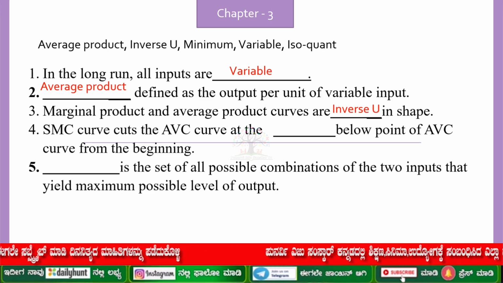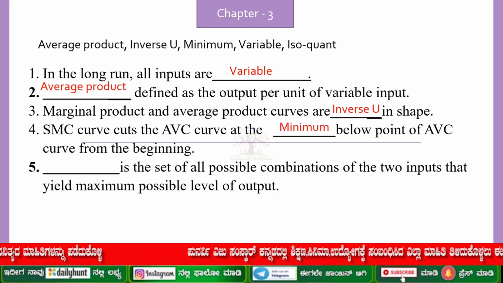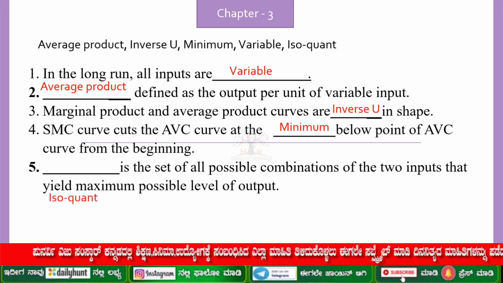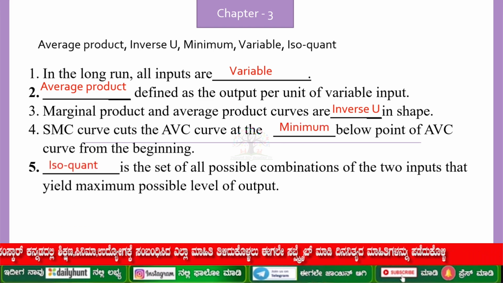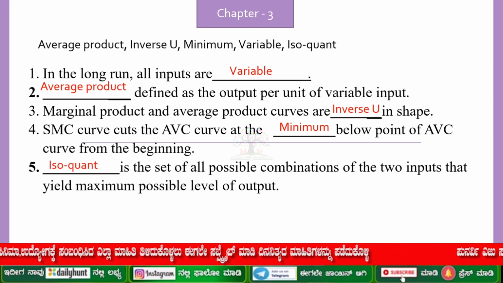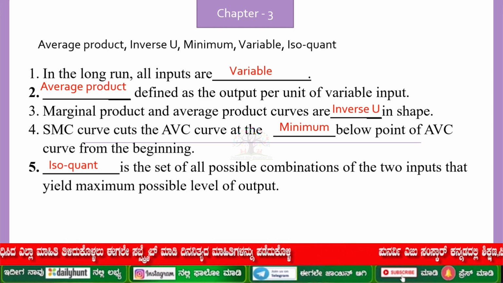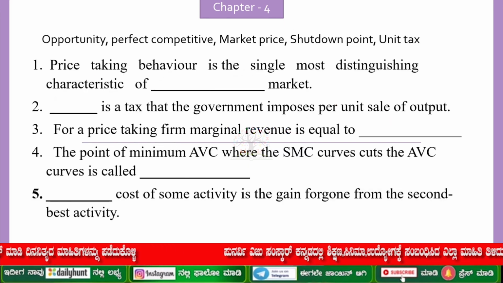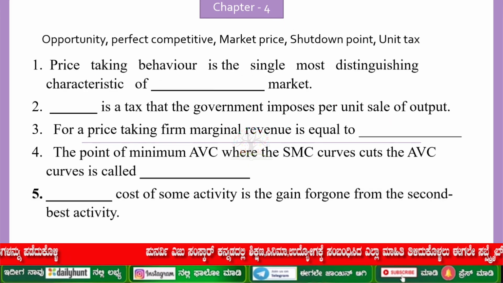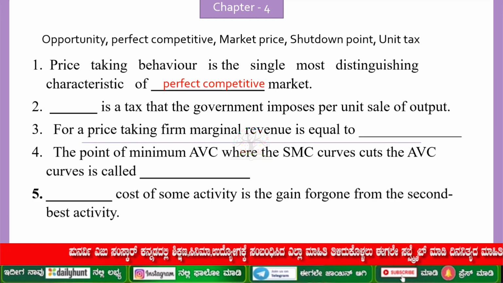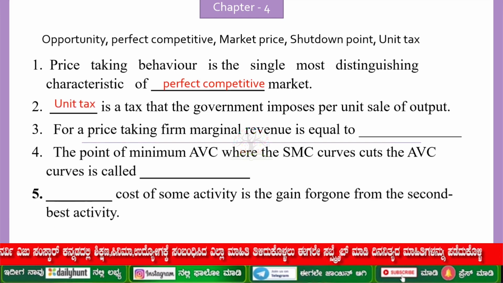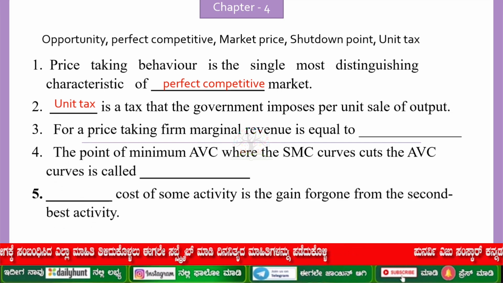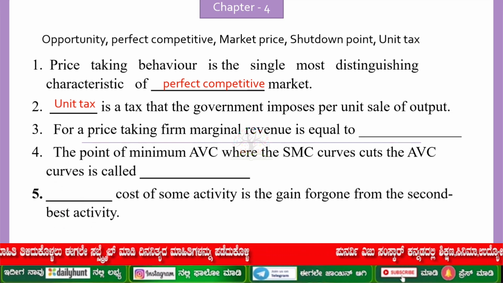SMC curve cuts AVC curve at the minimum, below the point of AVC curve from the beginning. Blank is the set of all possible combinations of two inputs that yield maximum level of output, that is isoquants. Price taking behavior is the single most distinguished characteristic of a perfectly competitive market. Unit tax is a tax that the government imposes per unit sale of output.